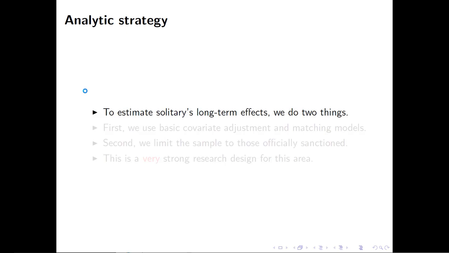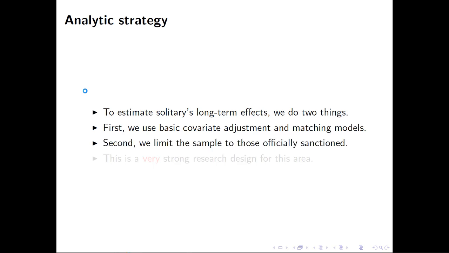So the basic analytic strategy that we're going to use does two things. First, we're just going to use fairly basic covariate adjustment and then some matching models. I think even if we had just done that, that would actually be significantly going beyond what the existing research on the consequences of solitary confinement has been able to do. But I think the real strength of the test is we also have a set of models where we use either basic covariate adjustment or matching, and we also limit the sample to this group of folks who had been officially sanctioned for their behavior as well.